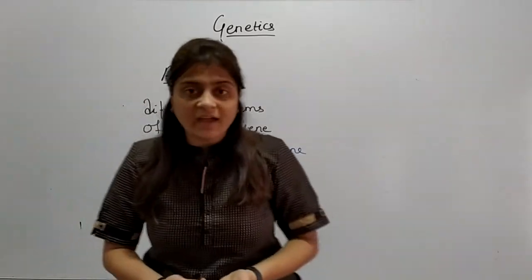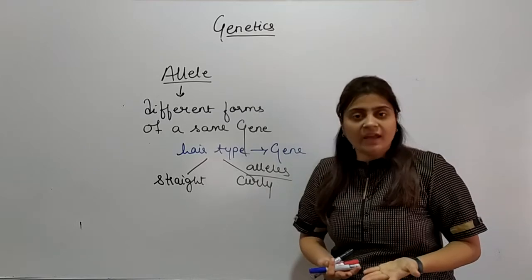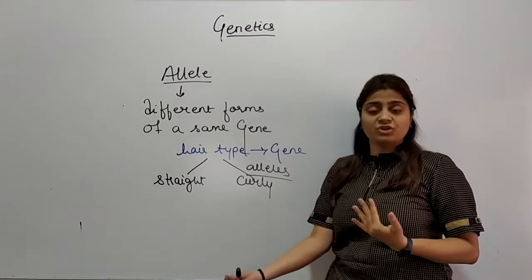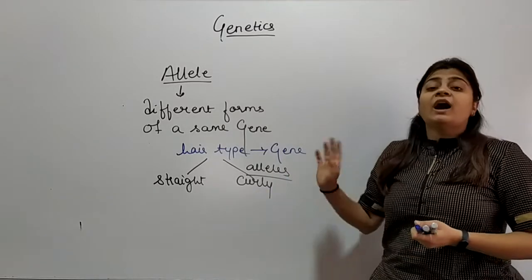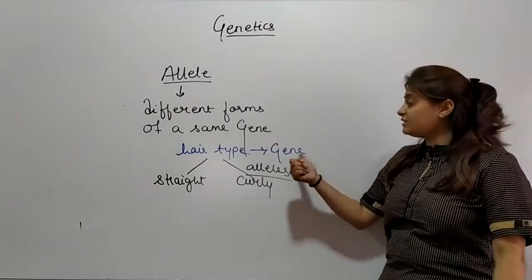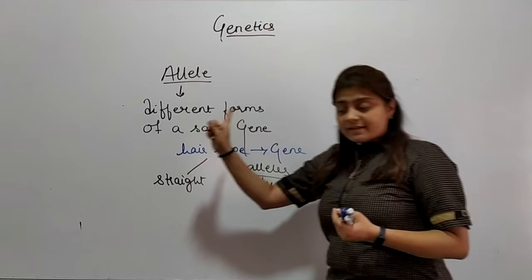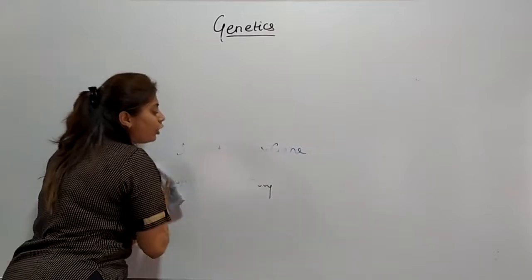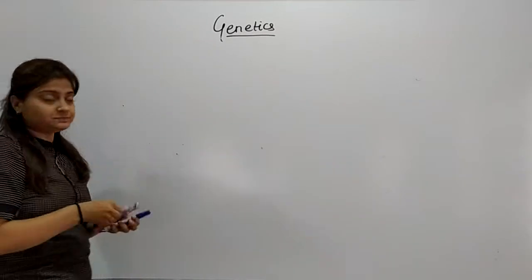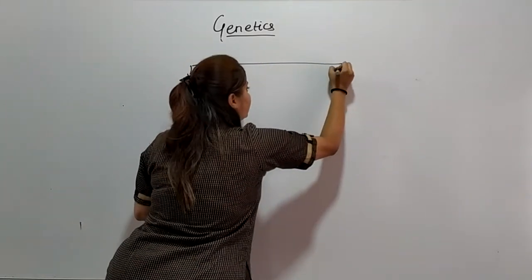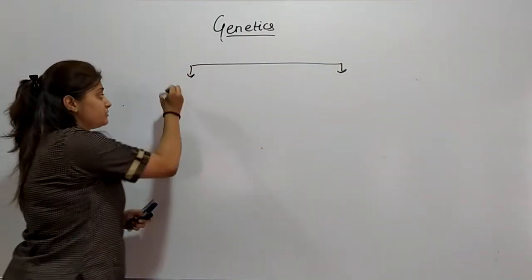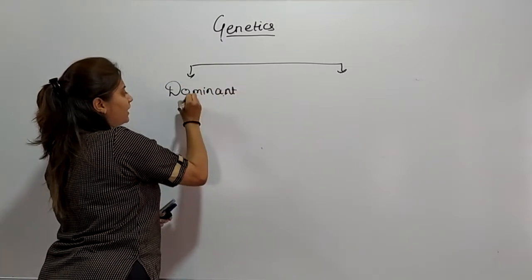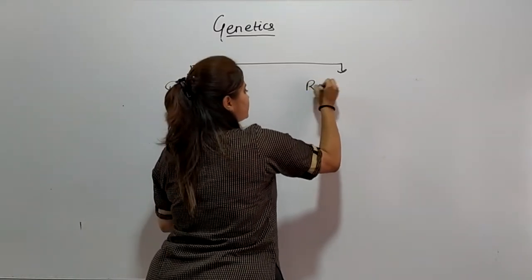If I talk about my height, the gene is for the height. Which alleles do I have for height? I can either have a tall height or a short height. So these two are the alleles of one single gene. Allele is clear. Now, based on allele, you can understand the next terms, that is dominant allele and recessive allele. Once you are clear with allele, you will be able to understand these two more terms.